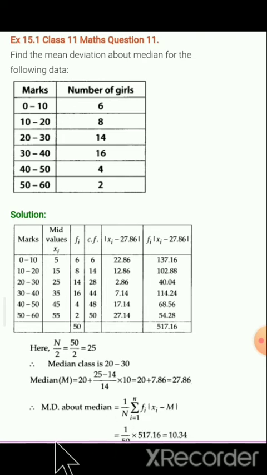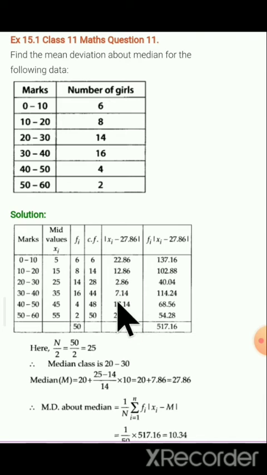Next, the mean deviation about the median is 1 by n into the sum of fi into the modulus of xi minus capital M. So this is the value of M. Subtract it from all the xi observations. So 5 minus 27.86 equals 22.86. Next, 15 minus 27.86 is 12.86. 25 minus 27.86 is 2.86. Like this we will get these observations.